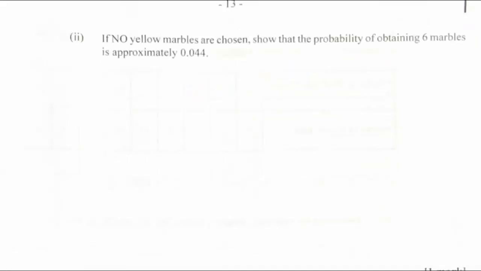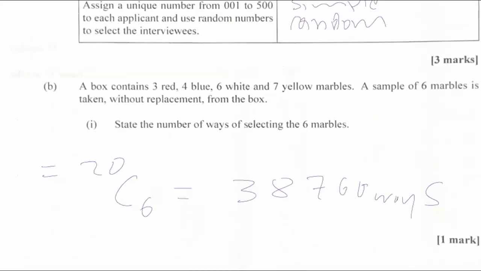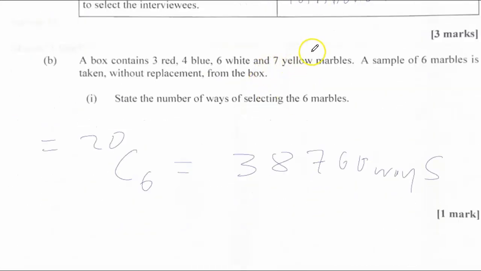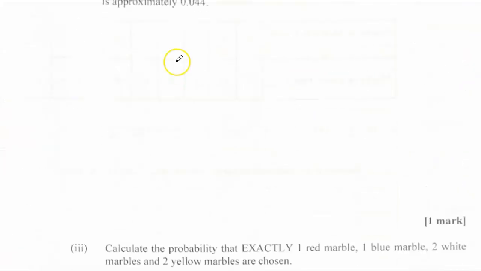Alright? So no yellow marbles are shown. Now let's go back to the thing. So we have 7 yellow marbles. So if no yellow marbles are shown, it means we're selecting from these 13 marbles. So the number of ways of choosing no yellow marbles means that we're choosing 6 from those 13, alright?